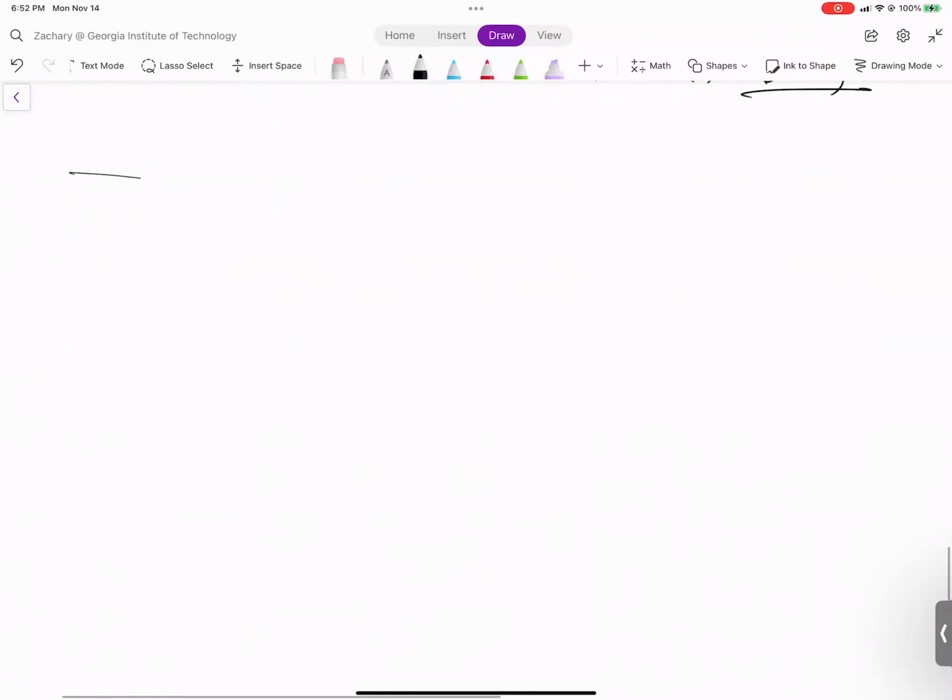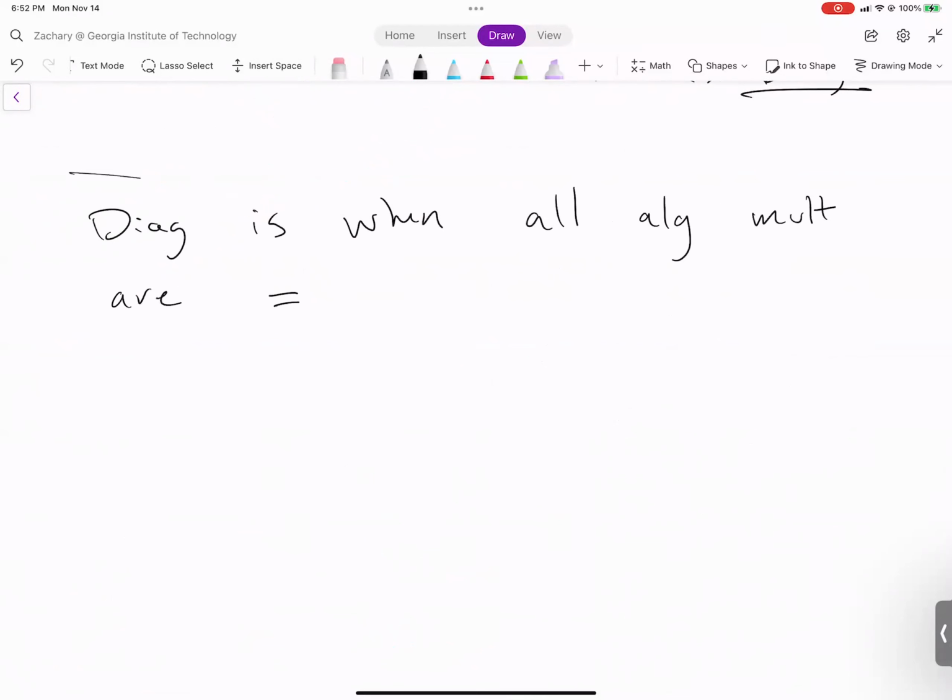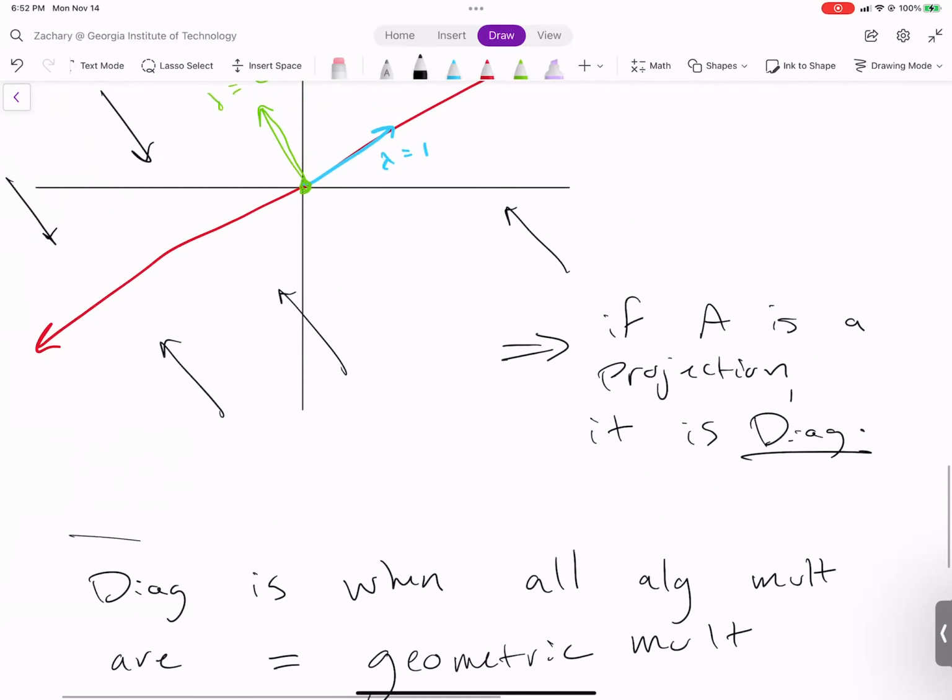So diagonalization is when all algebraic multiplicities are equal to geometric multiplicities. Okay. Any questions on any of this stuff, by the way, so far? Questions? Feel free to just raise your hand or interrupt me.